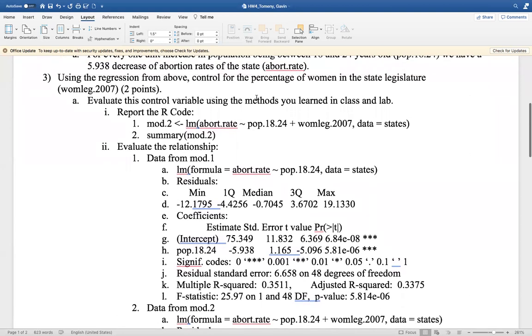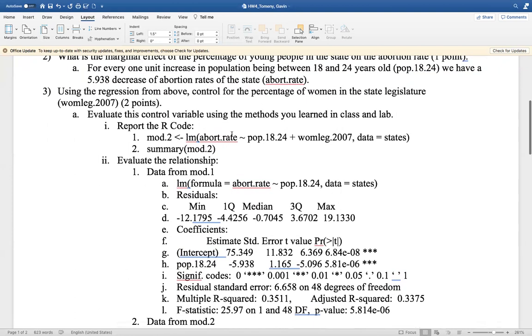First thing is evaluate the control variable, use the methods in this class. So here is where we need to modify. Okay, so using the regression above, control for the percentage of women in the state legislature, or womenledge.2007. So what this is doing is this is when you're controlling for one of the variables. So basically what you're doing is in this equation, you're making sure that the variable of women in legislature doesn't change.